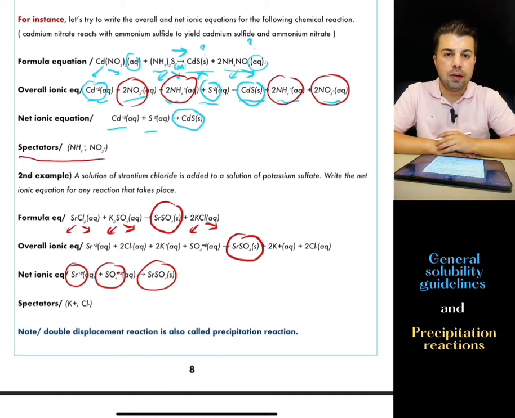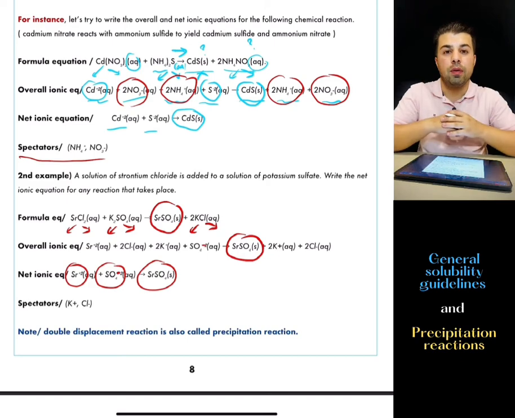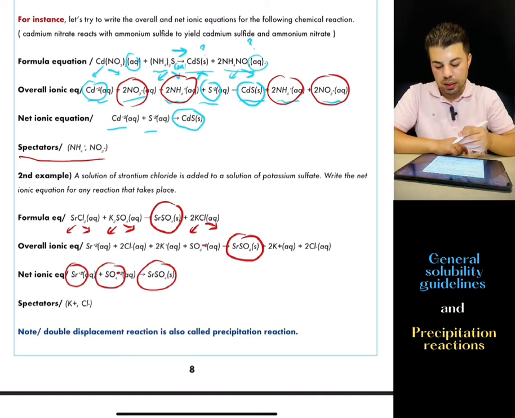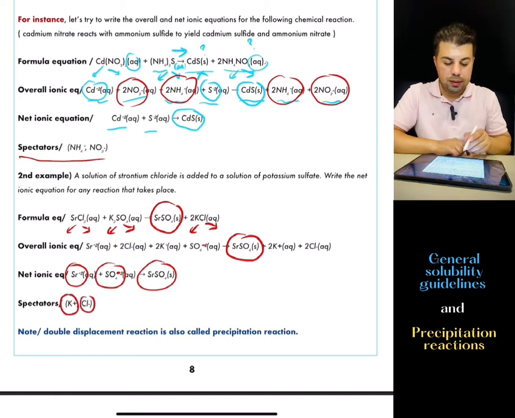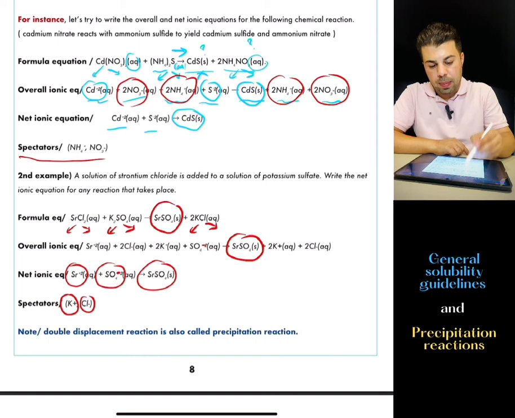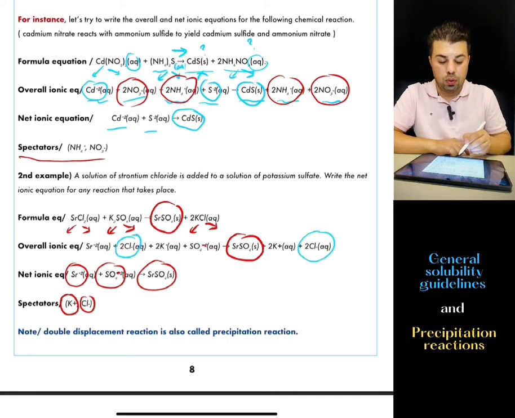What about the spectator ions? Are those ions that appear on both sides of the overall ionic equation the same, without undergoing any change? Here I have potassium, here I have chloride. On one side I have chloride, on the other side I have chloride. Potassium and potassium. So they are called spectator ions.